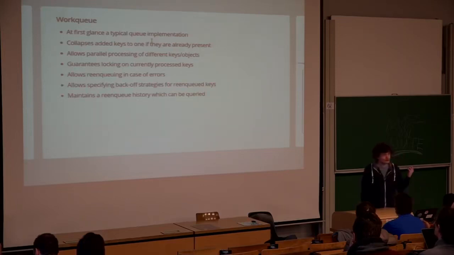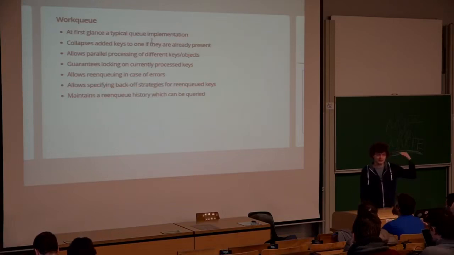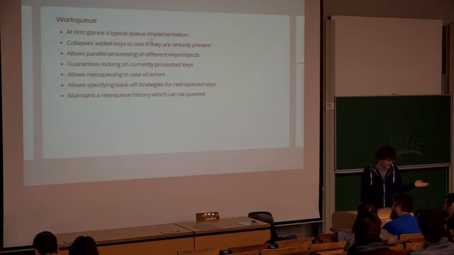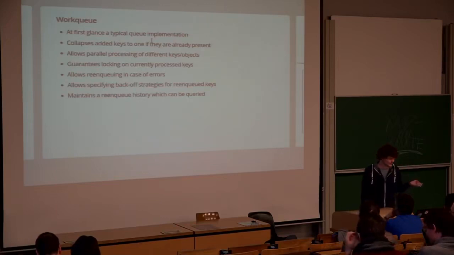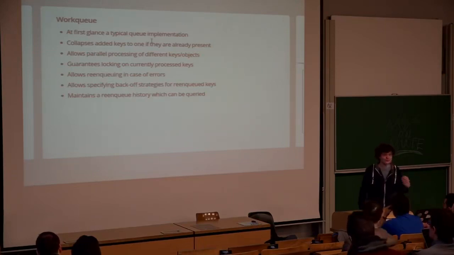The work queue internally knows when a key is processed on it, when you're done with processing, and that allows the work queue to make sure that you don't have to care about locking on keys, so that you don't process the same key or the same object in parallel in different workers. The queue does that for you. It allows mechanisms to re-enqueue the key you're currently processing in case of errors. It even allows you to specify retry policies and backoff policies, and that is why it also has a history of re-enqueuing in case of errors.